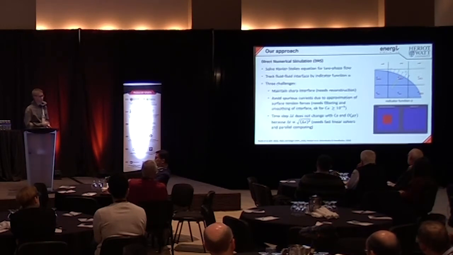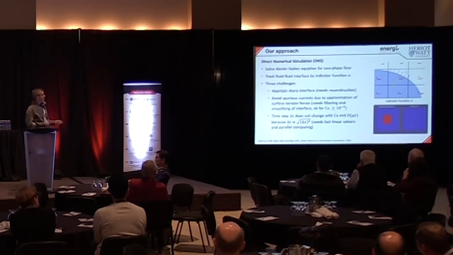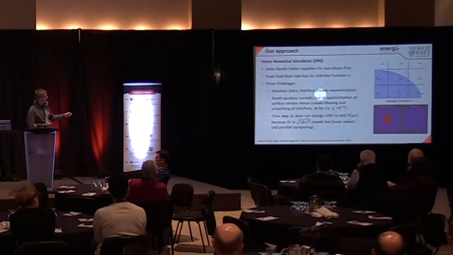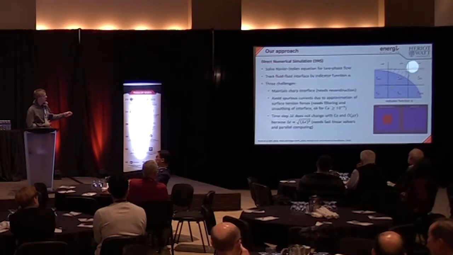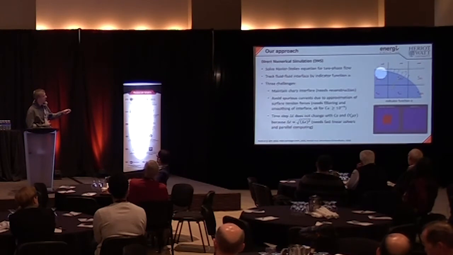So we do direct numerical simulations, which means we solve the Navier-Stokes equation for two-phase flow at the pore scale using the volume of fluid method. We track the interface between two fluids by an indicator function. So blue is one fluid phase, white is another fluid phase. In your grid blocks, you label it 0 if the blue fluid phase is absent, 1 if it's present. The interesting bit is what happens if you're somewhere here in the middle, where the interface crosses one grid block.